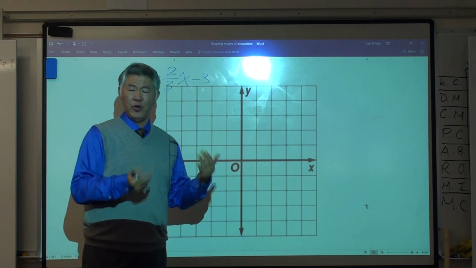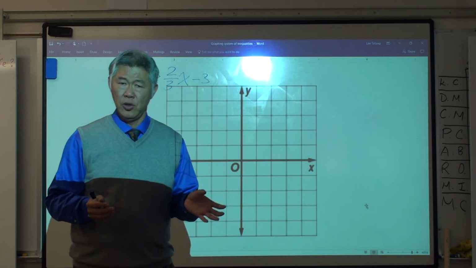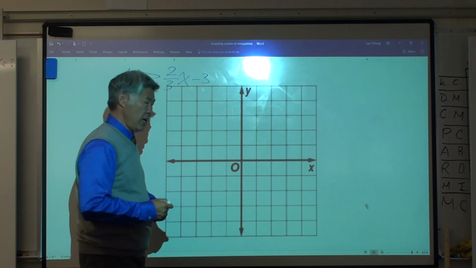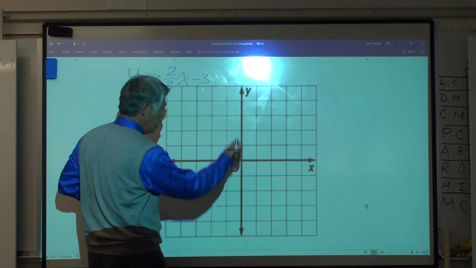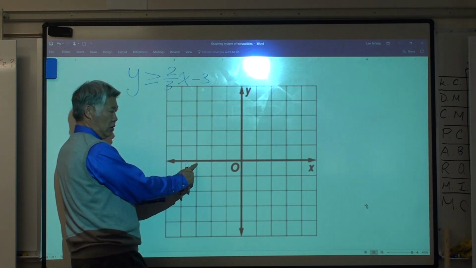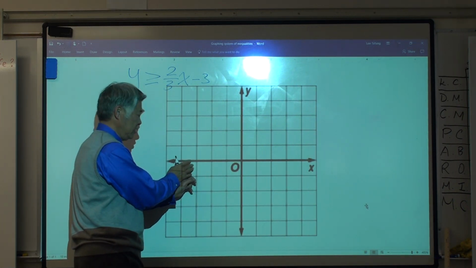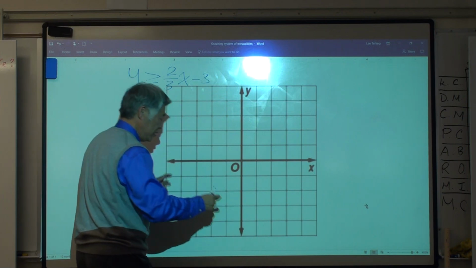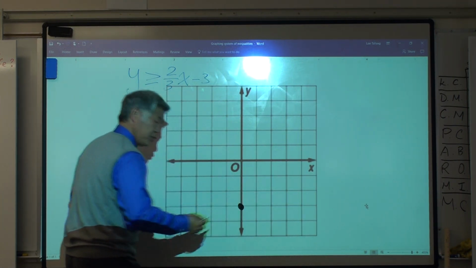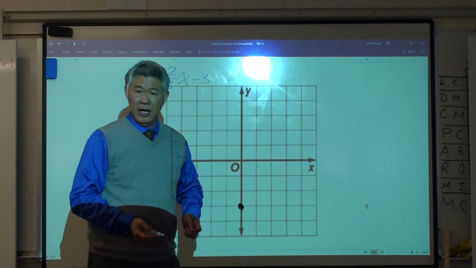When you read an equation, don't just focus on the number. You have to also focus on the sign. Signs are very important in mathematics. So -3 on y, you see -3 here also. We didn't choose that because that's on x. So we have a starting point at -3 on y-axis.